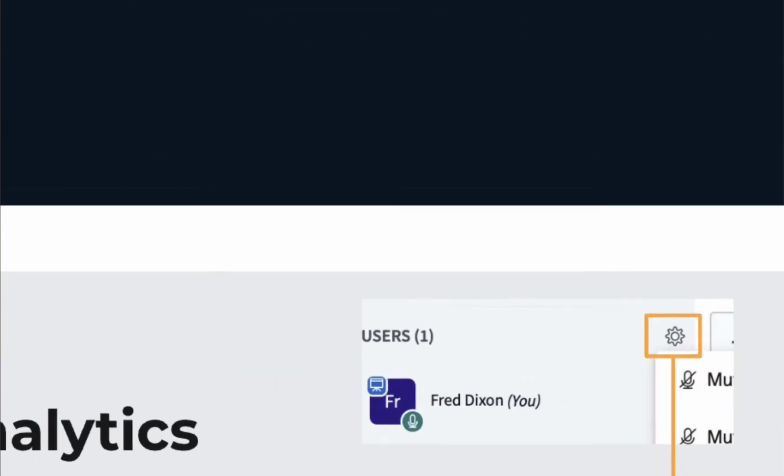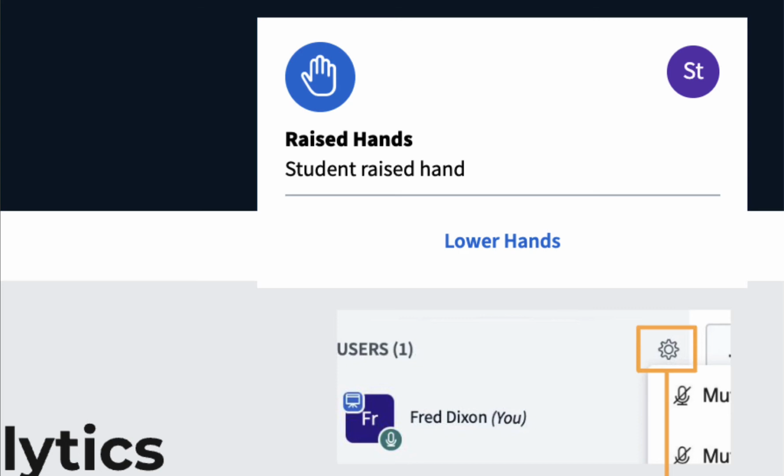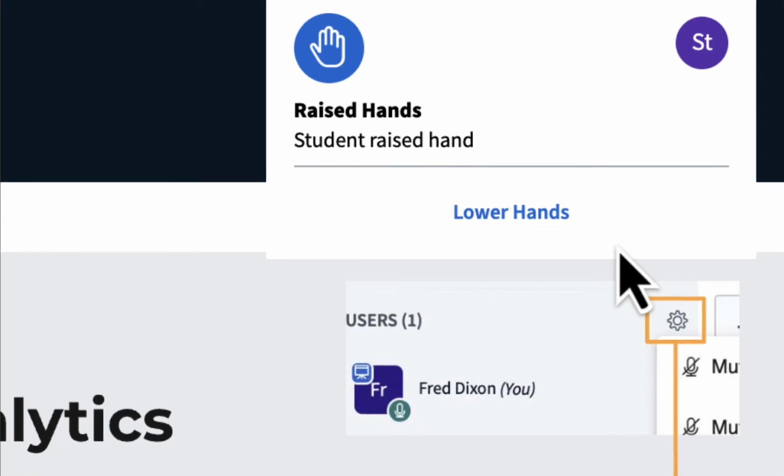When students raise their hand, you'll see a dialog box appear. When multiple students raise their hand, you'll see multiple icons and you can click on any one of them to lower the student's hand, or I can just click lower hands to lower all of them. As long as one student has raised their hand, this message will appear, and make sure that you can never miss students who are raising their hand.